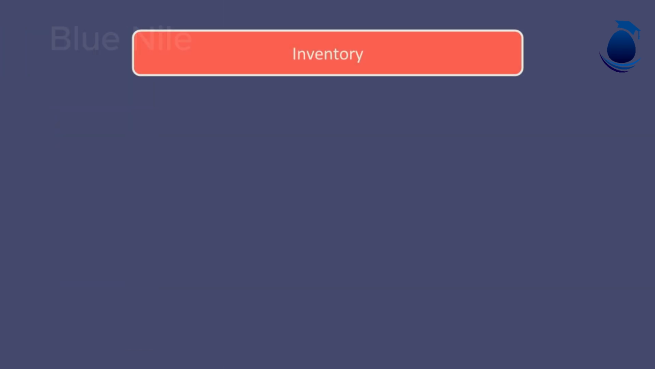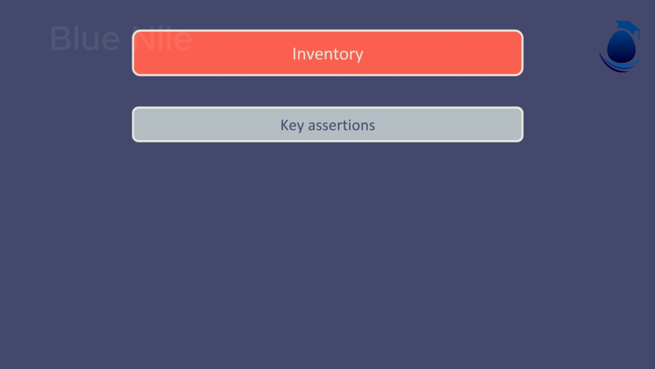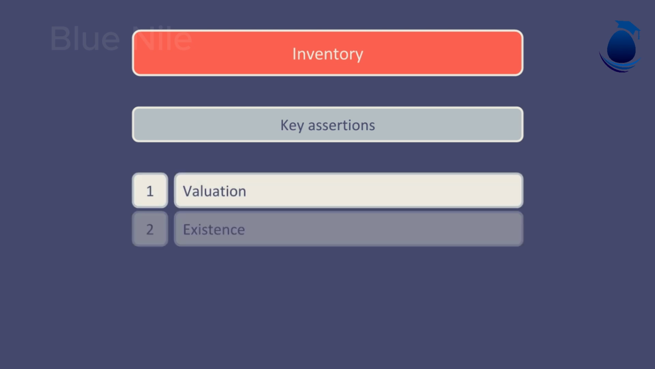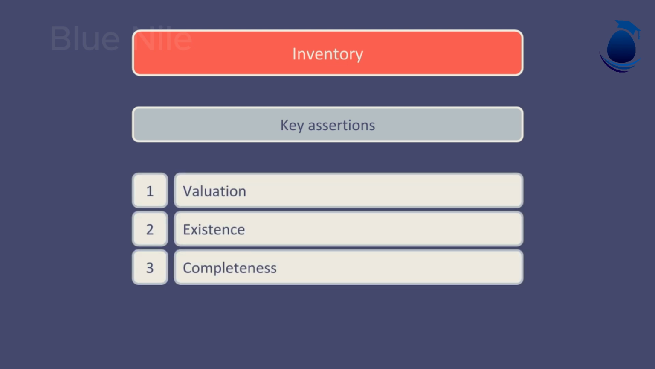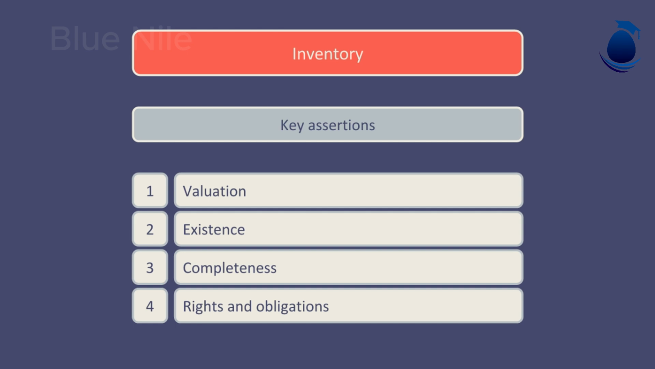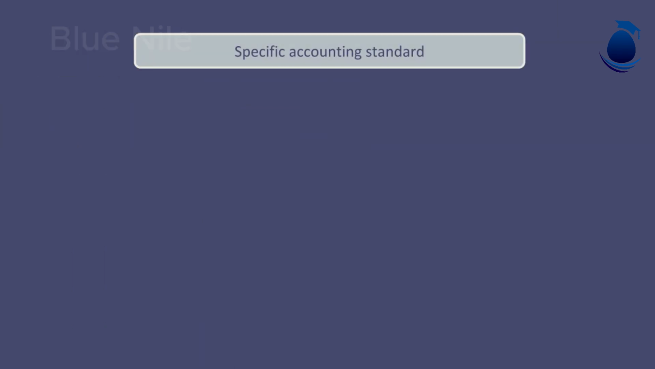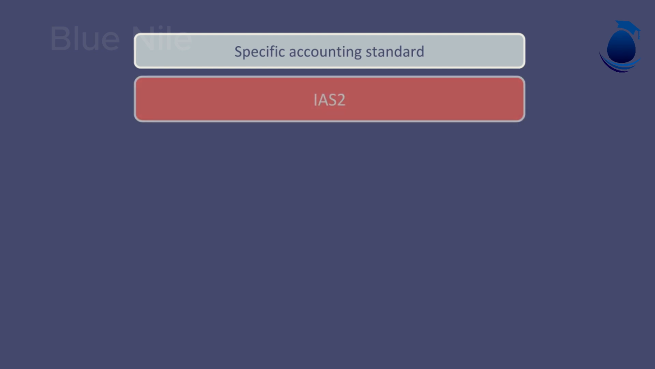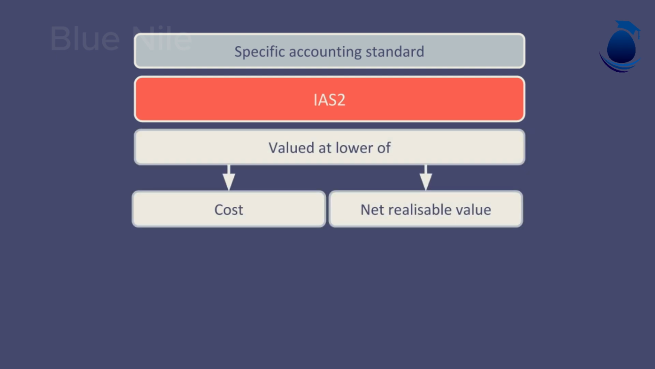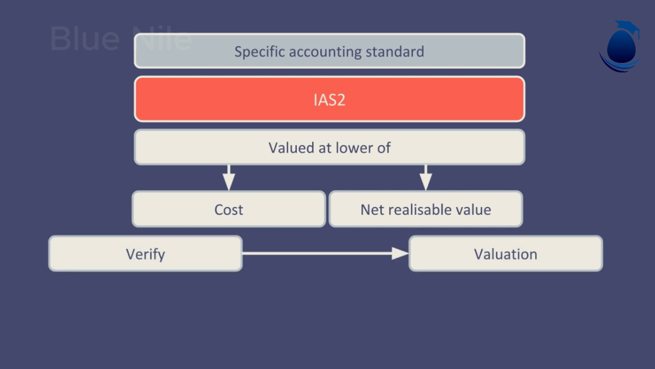The final balance to review from current assets is inventory. The key assertions are valuation, existence, completeness, and rights and obligations. This balance has a very specific accounting standard which shows us how the balance should be included. The most important and remembered element from IAS 2 is that inventory should be valued at the lower of cost and net realizable value. The auditor must prove that the balance has been correctly accounted for to verify valuation.